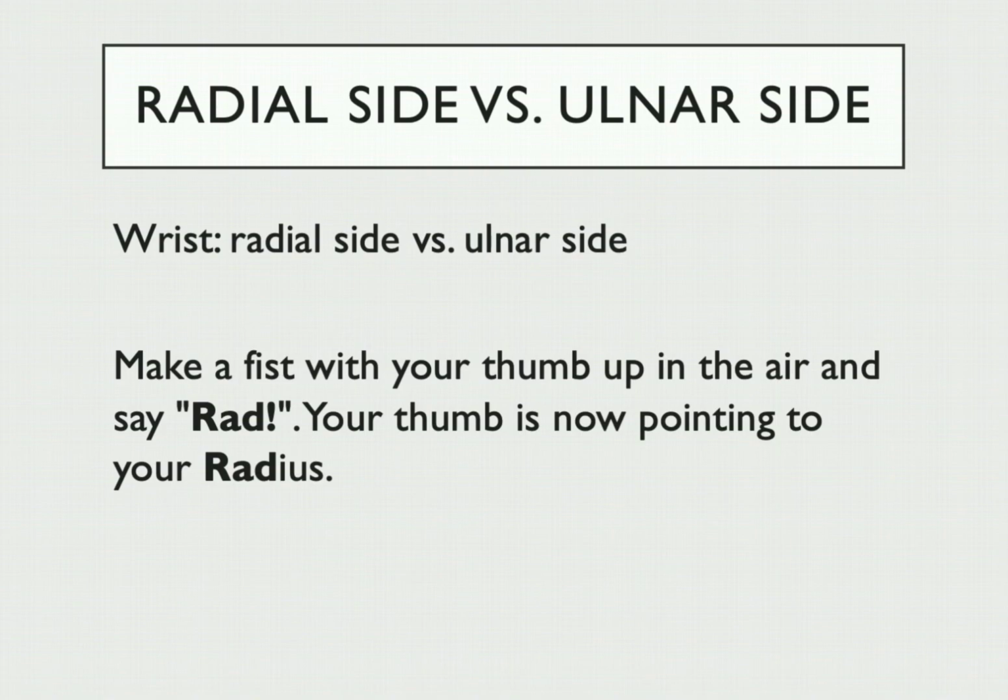For our wrist, to tell which side is radial versus ulnar, make a fist with your thumb up in the air and say "rad." Your thumb is now pointing to your radius. And that is all I have.